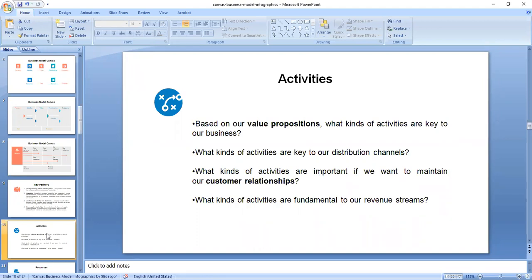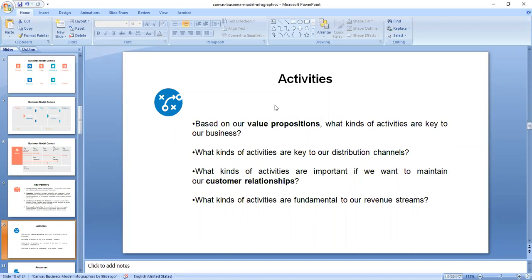What kind of activities are fundamental to our revenue streams? Revenue, siyempre, kailangan mag-earn ang business. So kung wala mo na siya gina-consider, you consider only, let's say, for example, the 3 activities here on top, your business will not exist still. So you have to think of the activities that are fundamental. That way, there will be money coming in steadily. Profit will be earned by the business.